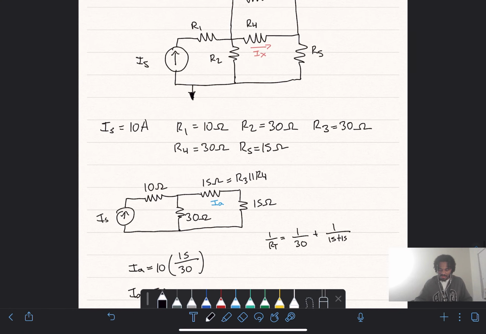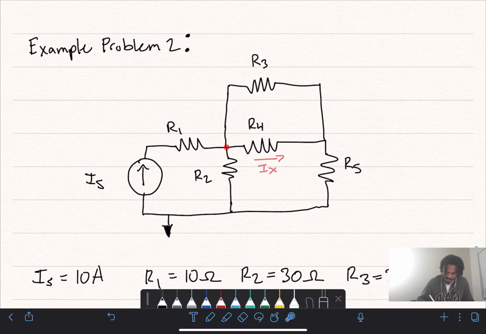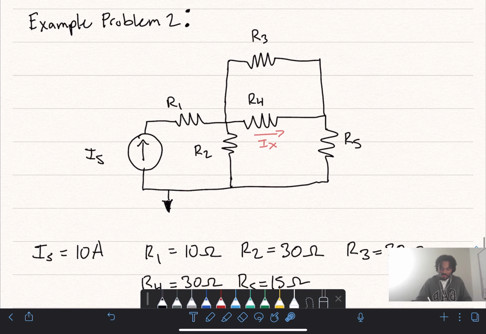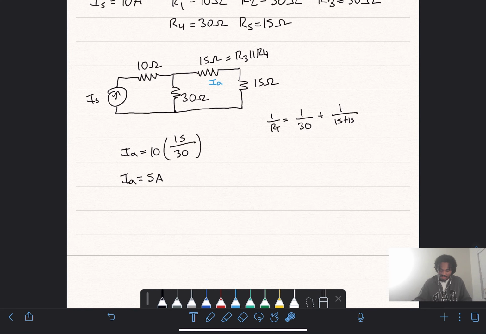So now we come back up to our original circuit. We know that 5 amps is going to be flowing back through this path. So the current through R4 plus R3 adds up to 5 amps when we're coming back here. 5 amps is going through this combination. So now we can divide between R4 and R3 to actually get IX. And that's going to be shown here.